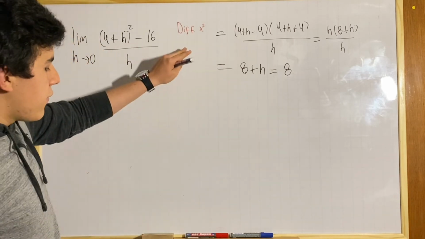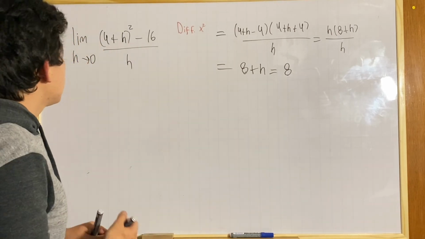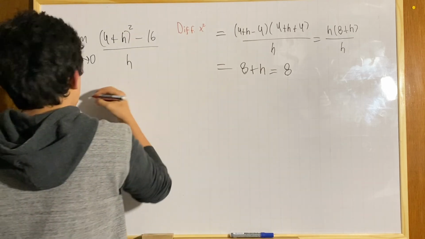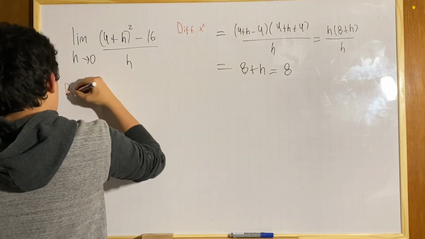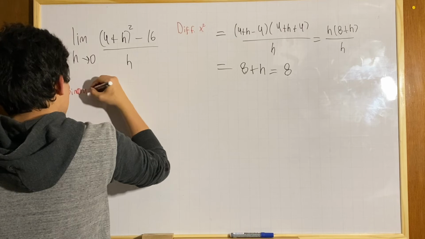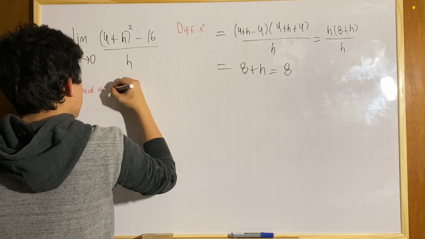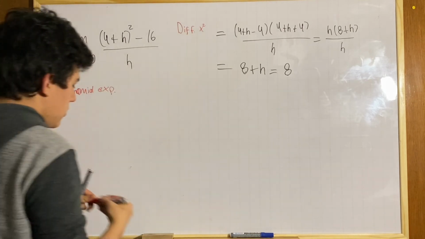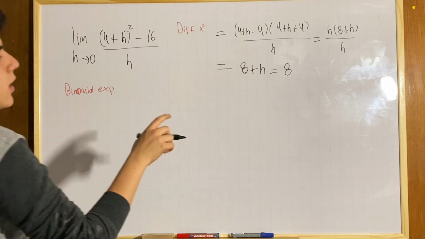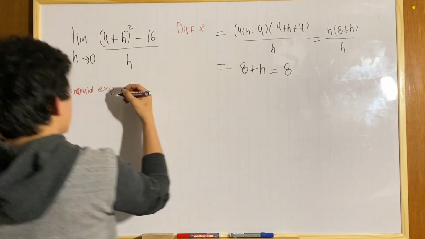Now this is for the difference of squares. Now let's see what happens if we do a binomial expansion. So let's expand that.